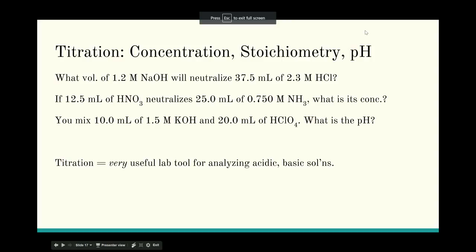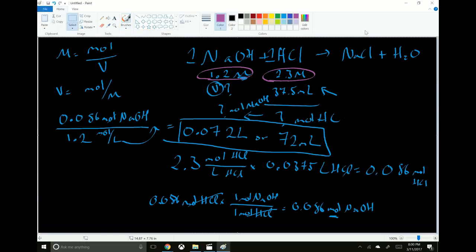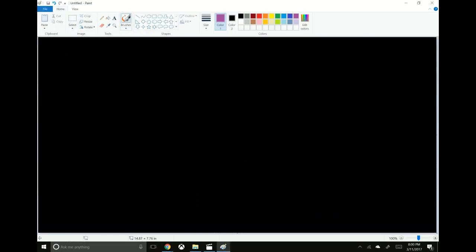So, if 12.5 mL of nitric acid neutralizes 25 mL of 0.750 molar ammonia, what is the concentration of the nitric acid? So first thing you're going to want to do, once again, this is a neutralization reaction. I'm going to go ahead and leave it purple. I like the purple.